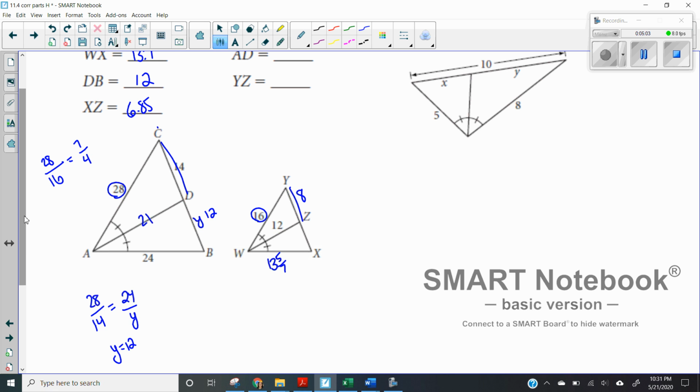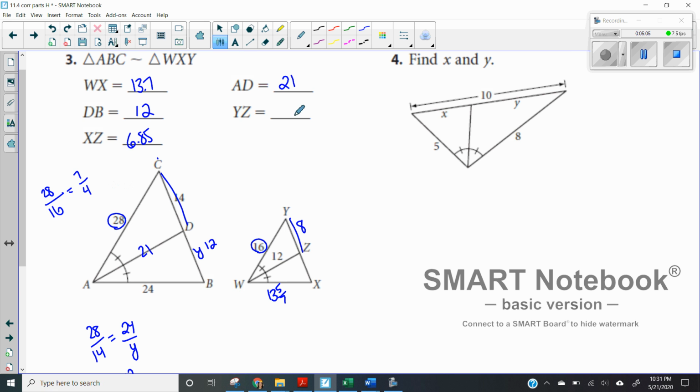AD we found together, that's 21. And then, oh, YZ I found also is exactly 8. Oh, what did I do here? Oh yeah, ZX, that's the one that we had to round. It's about 6.85.